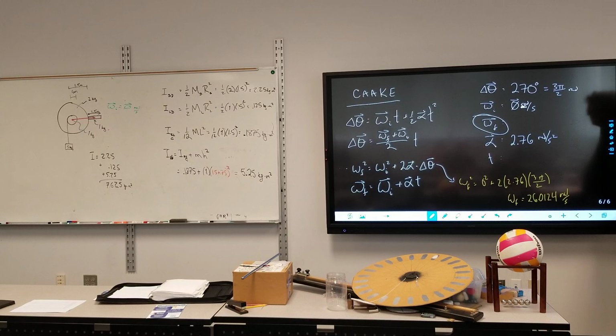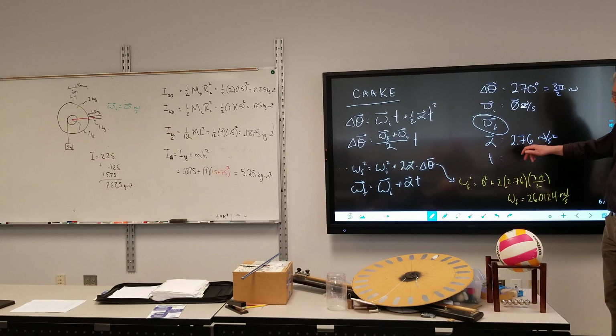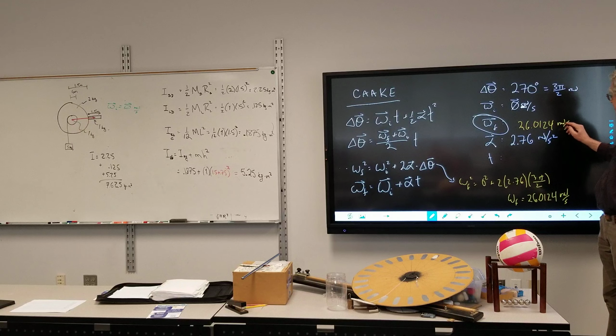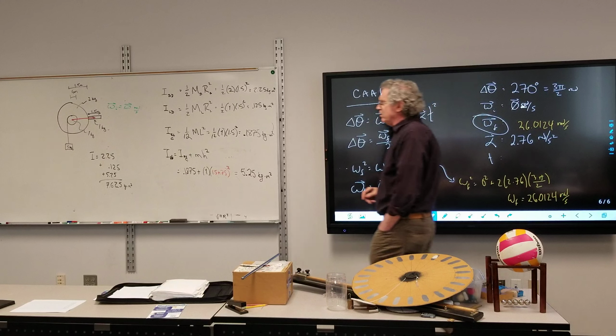Velocity. So we have to bring the direction into it. Is it pointing out of the board or into the board? Out. Out of the board. Indeed. In what we have established at this point as the positive direction. So I can just write 26.0124 radians per second. So I now know what the angular velocity is.